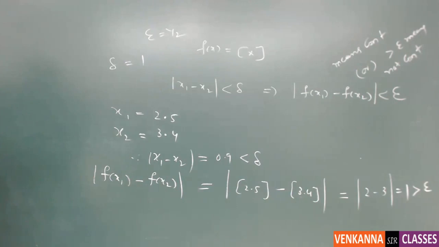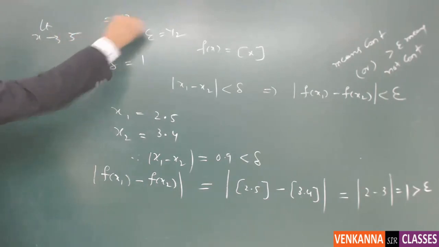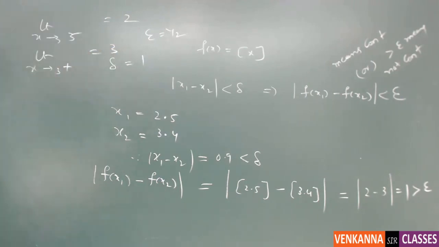So, will you say that if you take 2.5 and 2.8, then the function is continuous? So, at which point can you say? From 2 to 3, the function is continuous. At 3, it is discontinuous, right? Yes or no? Because limit x tends to 3 minus, its value is equal to 2. Limit x tends to 3 plus, its value is equal to 3. Accepted?